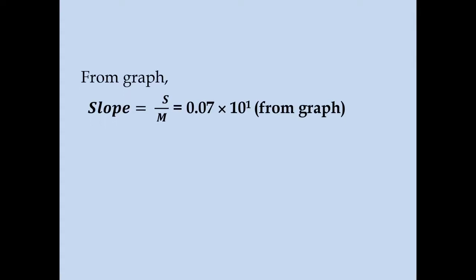Next, from the graph we have got only S by M, and we need to find out M by S. So from the graph the slope is S by M equal to 0.07 into 10 power 1, and M by S is nothing but 1 by the slope. So M by S is equal to 1 divided by 0.07 into 10 power 1, which will give us 14.29 into 10 power minus 1. This we have to make use of during the calculation.